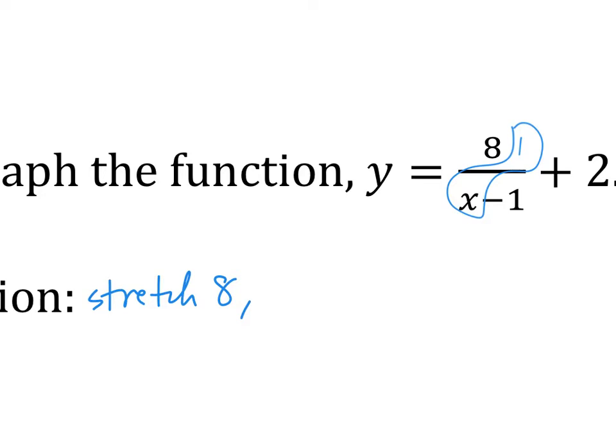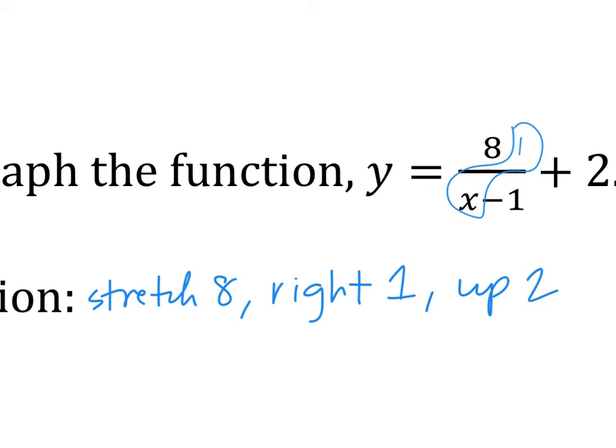Okay, what else? Right 1, very good. Right 1, not down 1. Up 2, very good. Okay, so we're going to take the original graph. You kind of have to remember, it looks like this. The right side goes up, left side kind of goes down, in the first and third quadrant. We're going to stretch 8, so it's going to be pulled more vertically. Right 1, up 2.